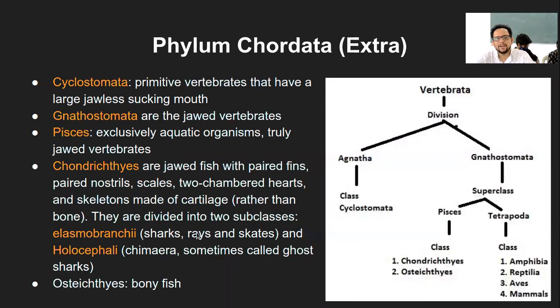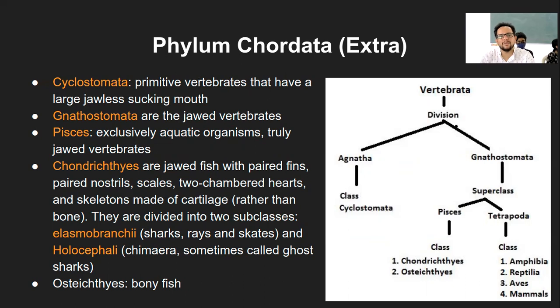The last slide I will talk about is extra. I have clearly written that it is not within the syllabus, but I thought it is important that we should know this. Names might be a little gibberish, but still, if we know them, it will be good. Within the Vertebrata category, that means those organisms which have a vertebral column, are distinguished into two: Agnatha and Gnathostomata. These are the two categories. Agnatha are a separate category with Cyclostomata, which are primitive vertebrates.